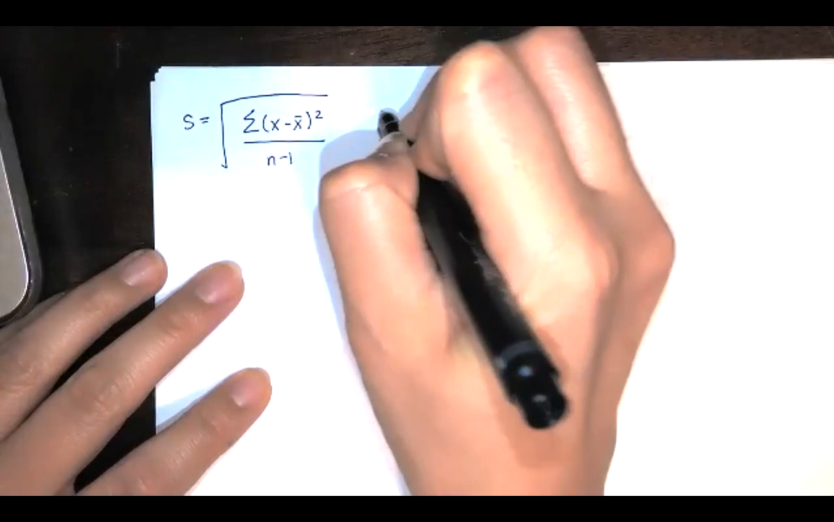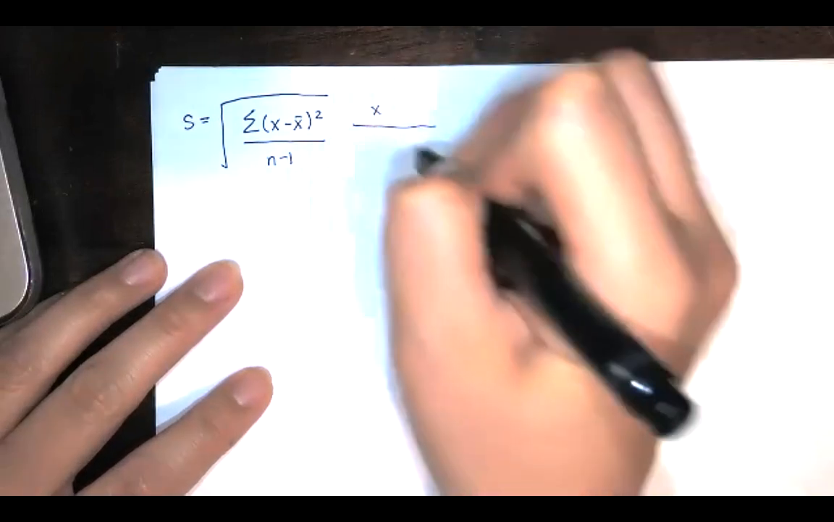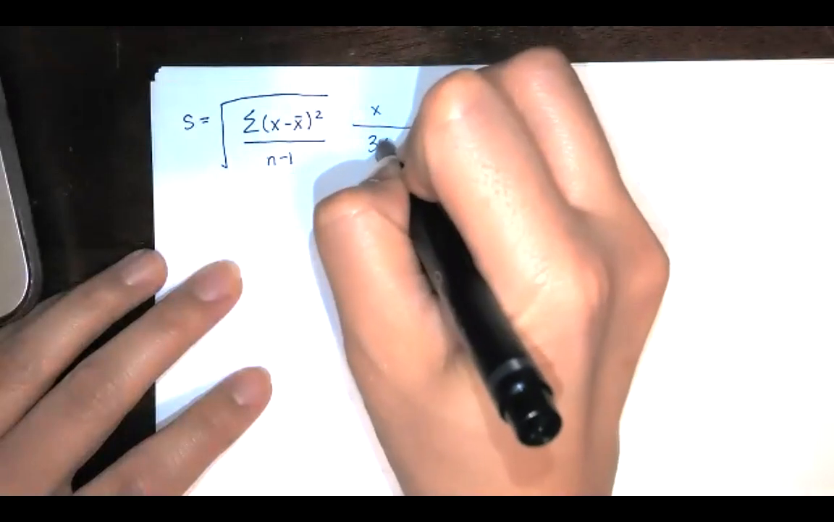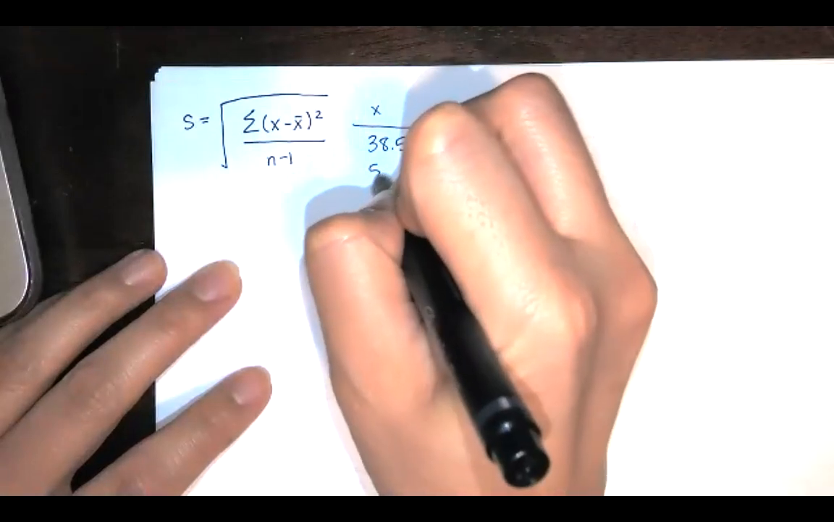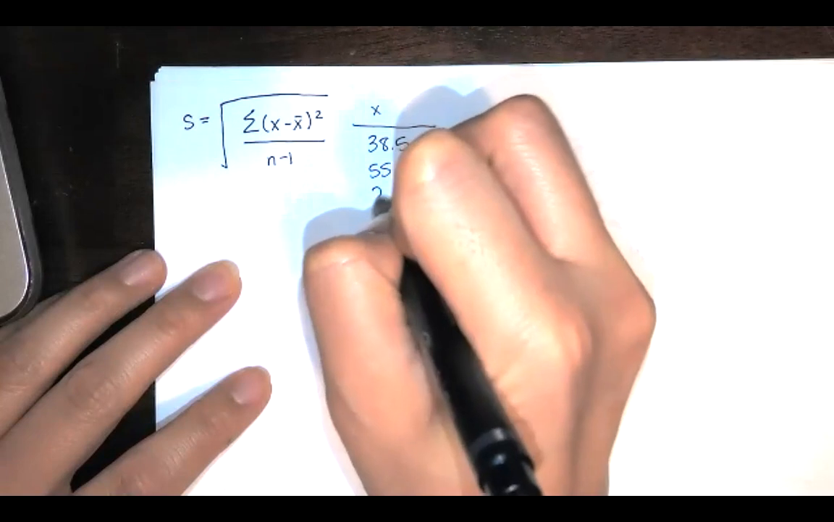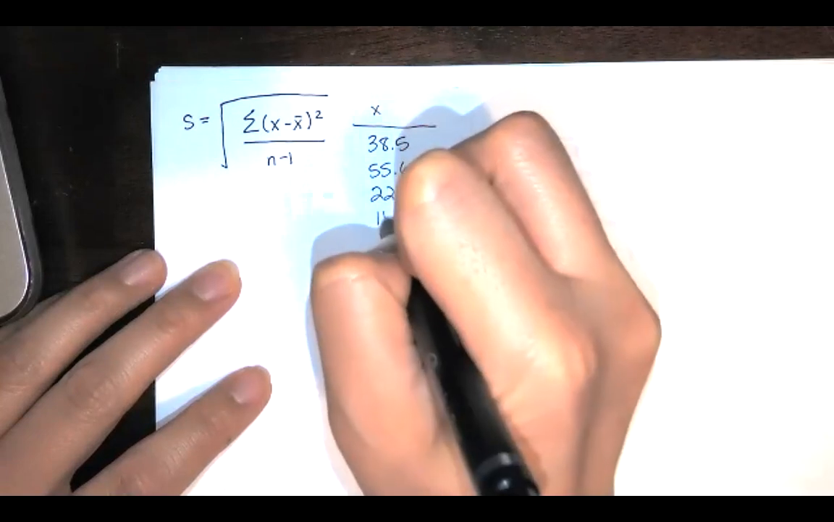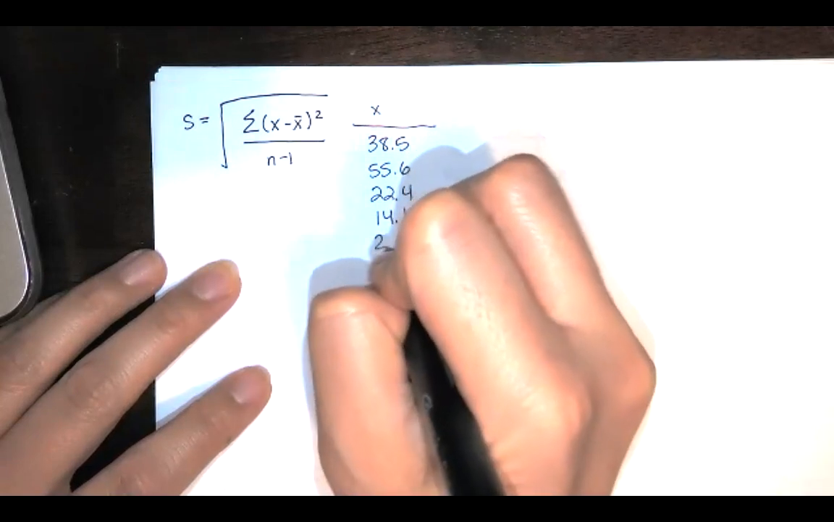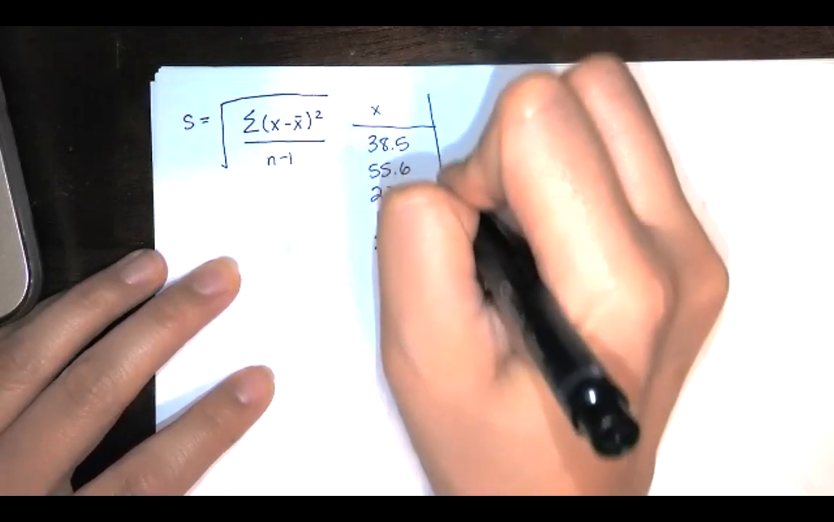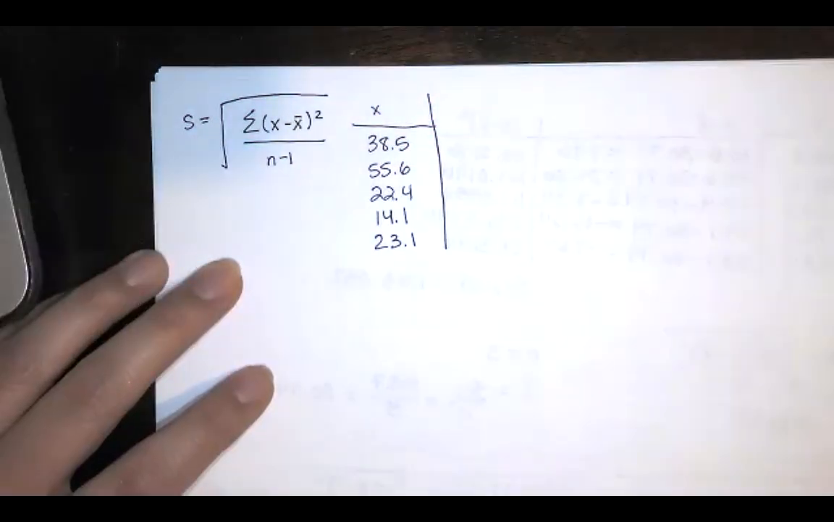I want to compute this for my small data set. And in order to do that, I'm going to list my X values in a column right here. I had 38.5, 55.6, 22.4, 14.1, and 23.1. Now we want to use this formula.